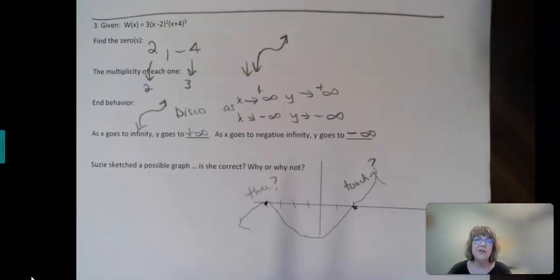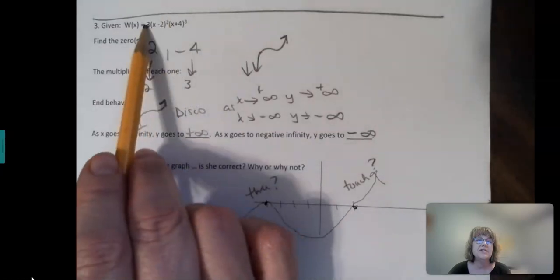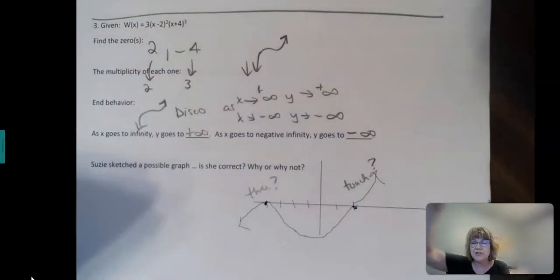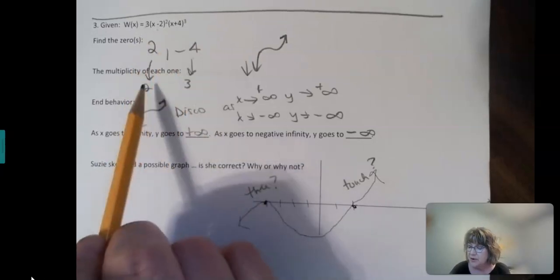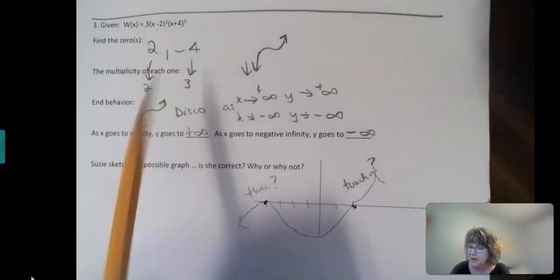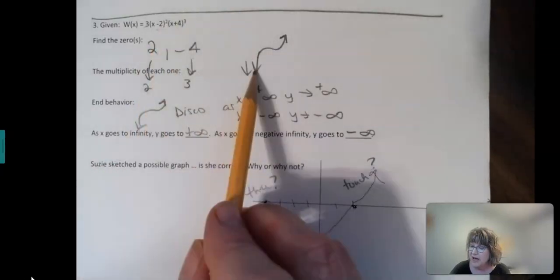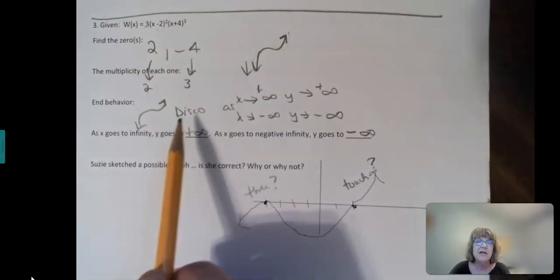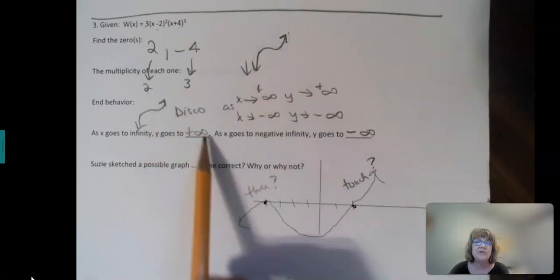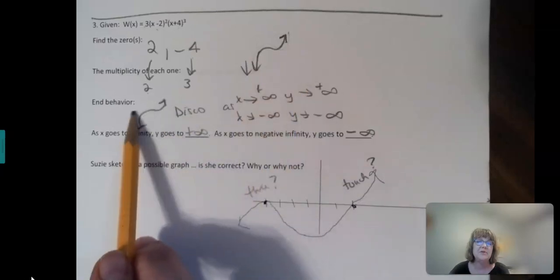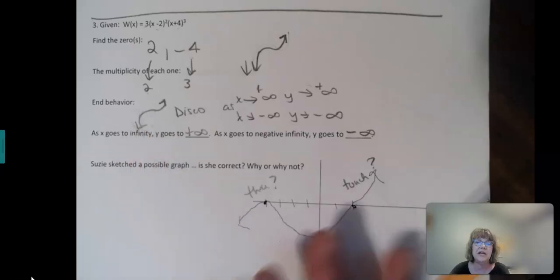All right, so if you look at this one, the zeros, this is just a constant that stretches or flattens things out. So whatever causes 0, 2, negative 4, multiplicity to the 2nd power to the 3rd. Overall power is 5, so it's disco looking. So as x goes to positive infinity, the y is going to positive infinity. As x goes towards negative infinity, the y is going to negative infinity.